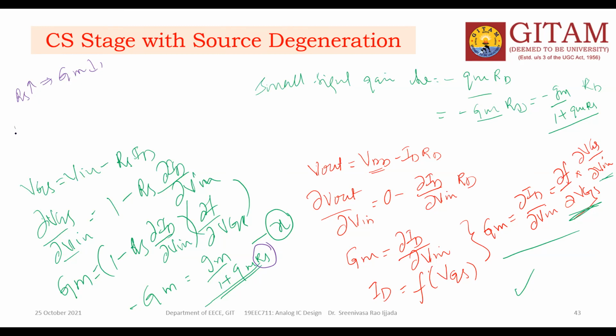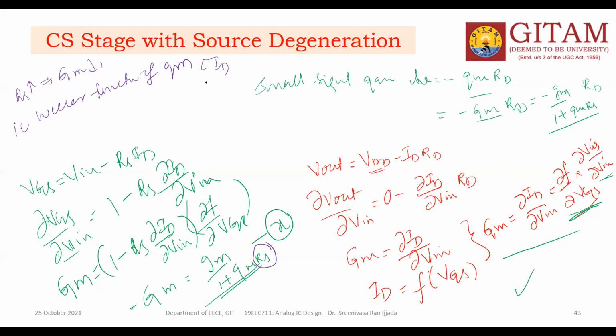So that is a weaker function of small gm, and hence the drain current, ID. That is the one thing.